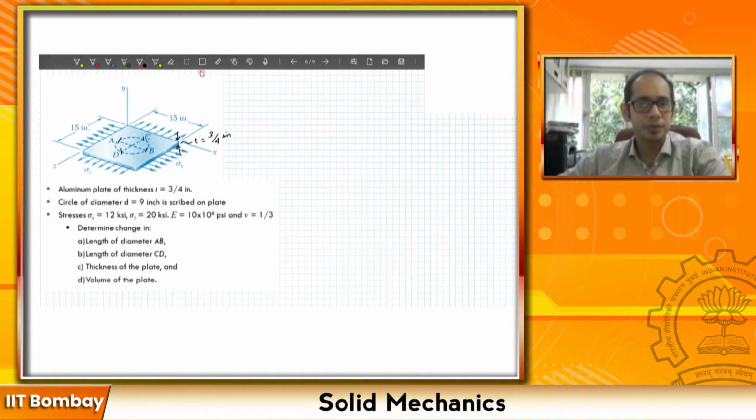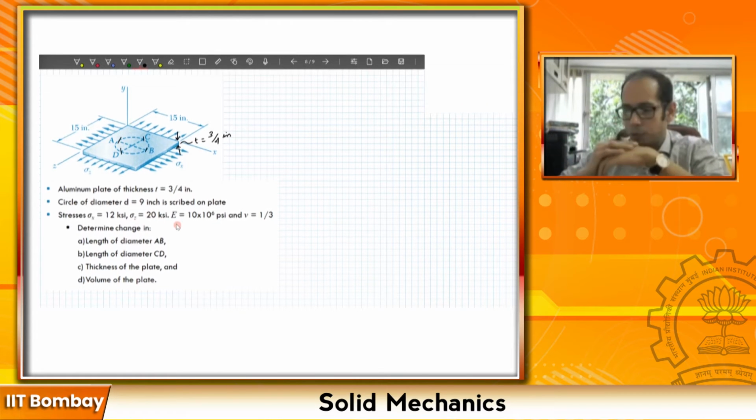You're given the stresses acting along the x direction, so sigma x, and to balance it out you must have the sigma x on the other side as well. So you have the sigma x along the x direction, which is 12 ksi, kilopounds per square inch, right? And along the z direction you have the sigma z, which is 20 ksi. You are also given some other information, which is the Young's modulus E and the Poisson's ratio nu.